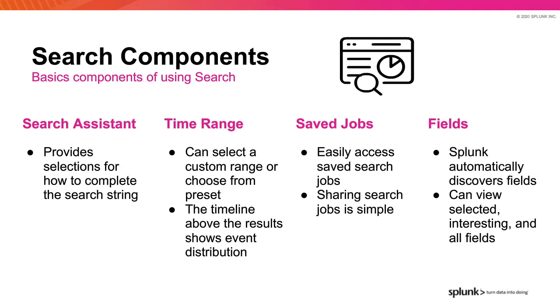Selecting a time range is a crucial step in your search process and can impact search speed. You can select a time range from a choice of preset options or create a custom range. Another useful time feature is the timeline displayed above the search results that shows the distribution of events and can be used to identify outliers.